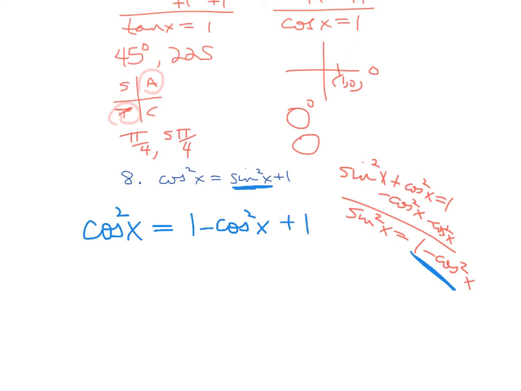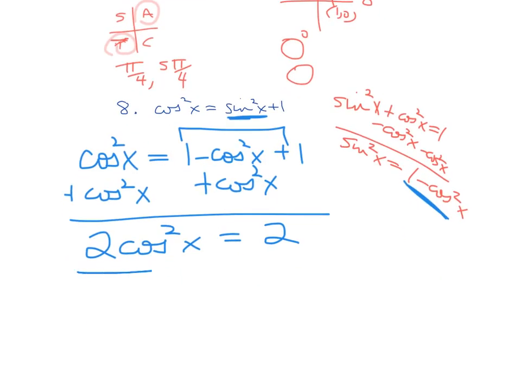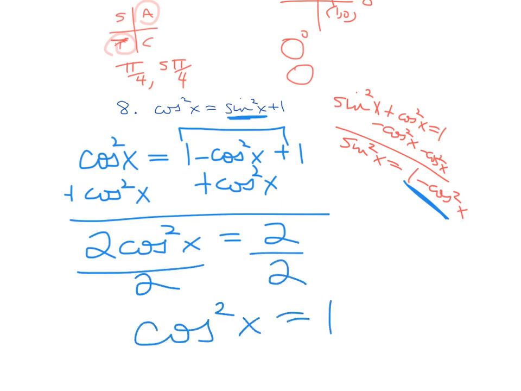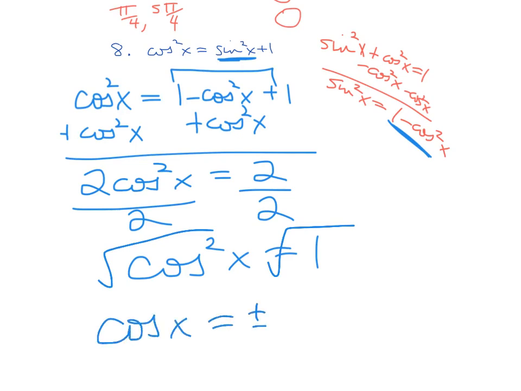I now need to group my cosines. So I'm going to add cosine. 1 cosine squared x plus 1 cosine squared x. 2 cosine squared x equals 2, because 1 plus 1 is 2. Divide by 2. Cosine squared x equals 1. I don't want cosine squared. I want just plain old cosine. Square root it. So cosine of x is equal to plus and minus 1.